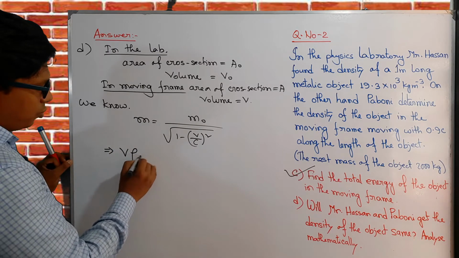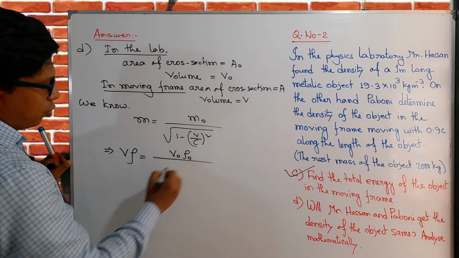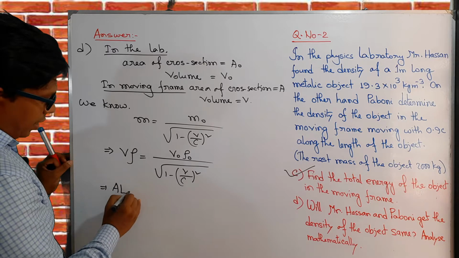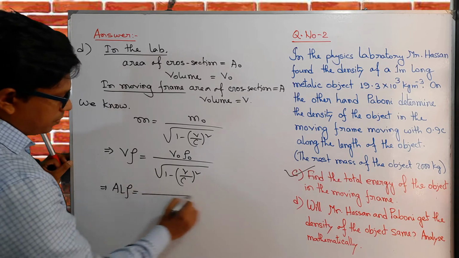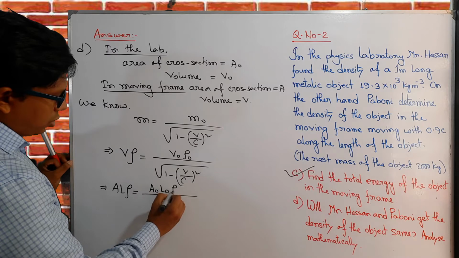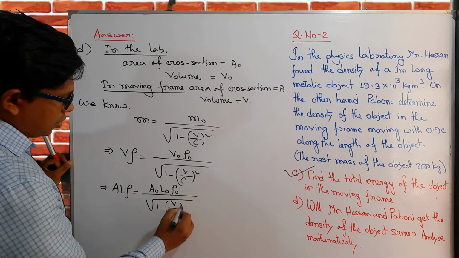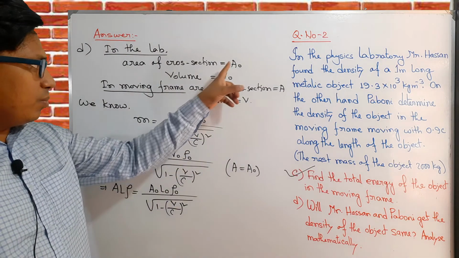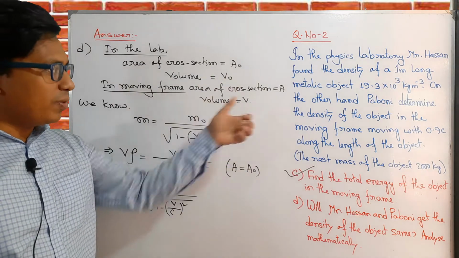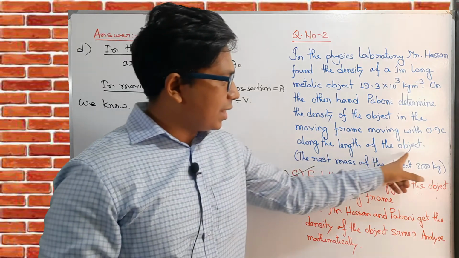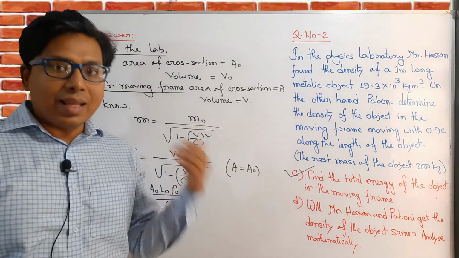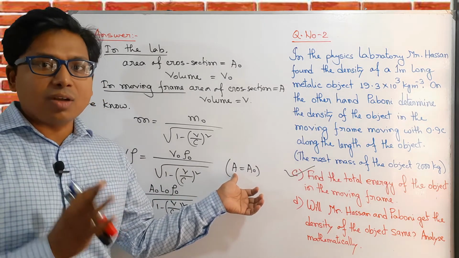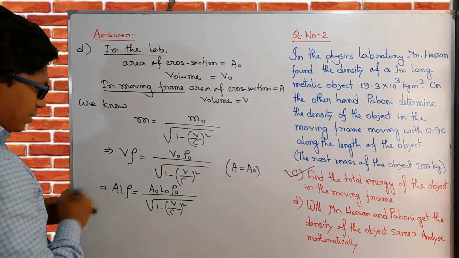m equals V rho in the moving frame, and m naught equals V naught rho naught, so V rho equals V naught rho naught root of 1 minus v by c whole square. Inside V we have A L, the area of cross section and the length of the object: A rho L equals A naught L naught rho naught root of 1 minus v by c whole square. Here we observe that A equals A naught. Why? The area of cross section in the lab, the rest reference frame, and in the moving reference frame are equal because the object moves along its length. When the object moves along the length, only length contraction takes place, so there is no change in the area of cross section, and we can cancel A and A naught.